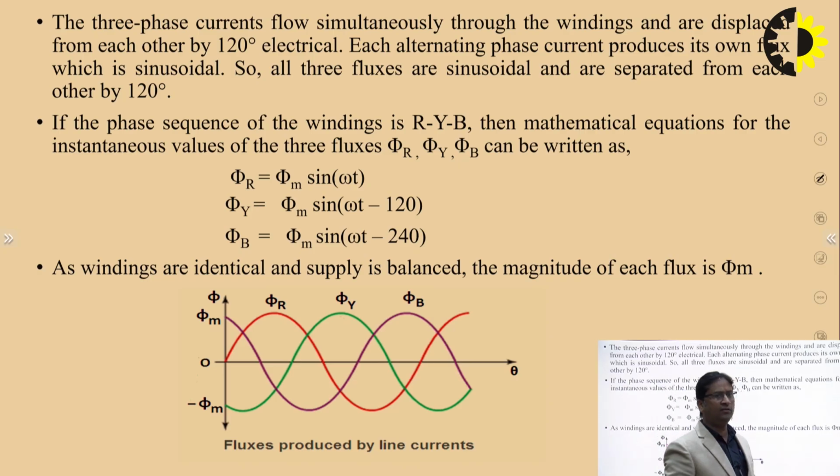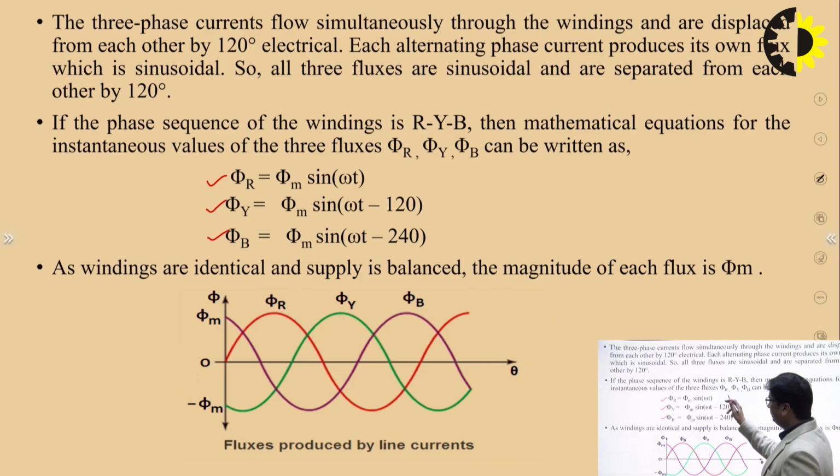if we call them phases R, Y, B, which is the standard nomenclature. So the flux in the R winding, the flux in the Y phase, and the flux in the B phase, you can see that these fluxes are displaced by 120 degrees. Suppose we draw the waveform: that is phi R, the R flux, which is sinusoidal, then phi Y, which lags by 120 degrees, and then flux phi B, which lags by 240 or leads by 120 degrees.